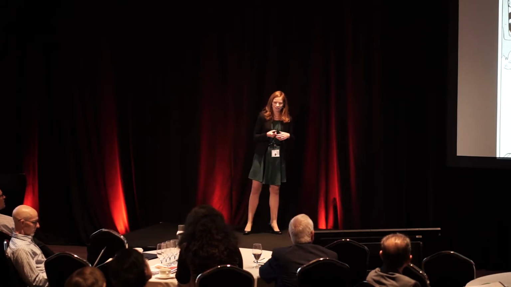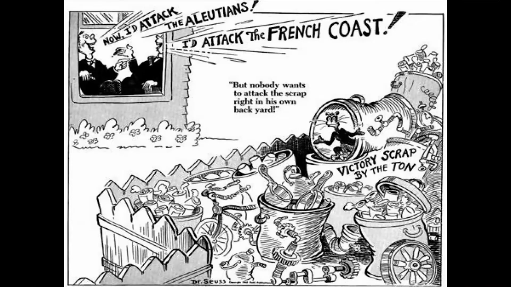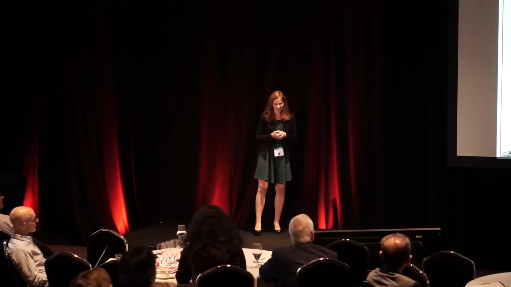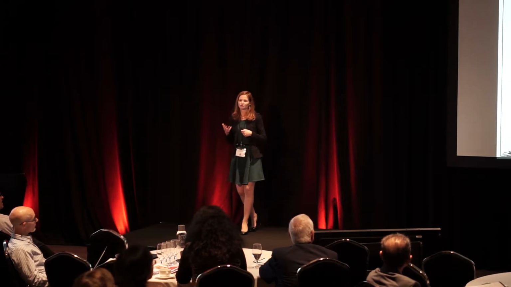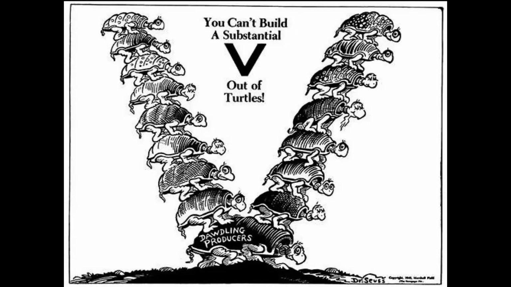Here's another good one to kind of explain how resources can be shifted in the production process. We have some guys postulating about war strategy, but yet they have this giant scrap heap in their backyard that could be used for military goods. This next one I think is one of my favorites in terms of how it applies to the PPC. We have a turtle at the bottom, and it's called Dawdling Producers, he has written on the side. And it says, you can't build a substantial V out of turtles. Of course, the V for victory, kind of that classic symbol during World War II.